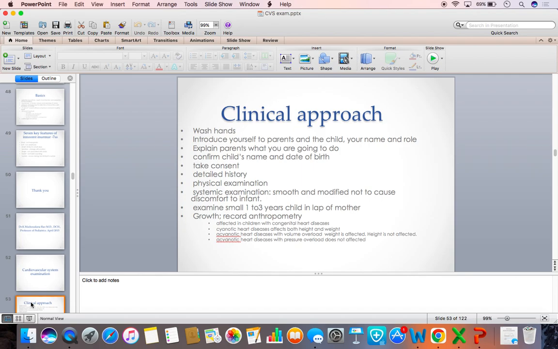Before you touch the patient, wash your hands, introduce yourself to the patient and to the parents if the patient is a child. Explain to the parents and the patient what you are going to do. Confirm the patient's name and date of birth. Take the consent and a detailed history, then proceed with the physical examination.